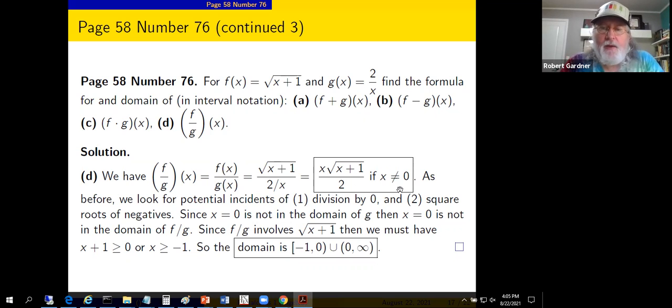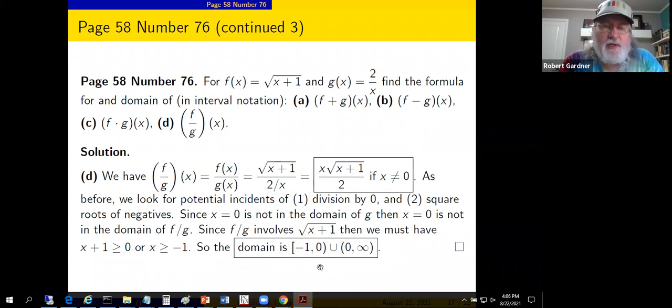X is non-zero. Okay, looking at this, what can go wrong? Division by 0. Well, there is no division here, though it's what produced this little extra condition on the side. And square roots of negatives. So again, we need x plus 1 to be non-negative. That leads to the condition x is greater than or equal to -1. Along with that, we have the condition that x equals 0 is not in the domain, so x is non-zero. Cascades through as well. And these are the same two conditions we had before.